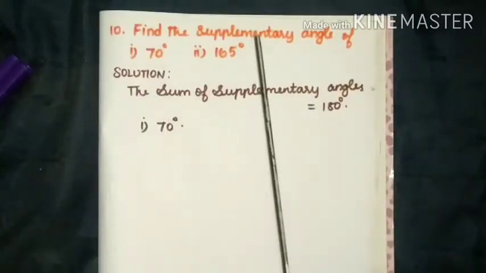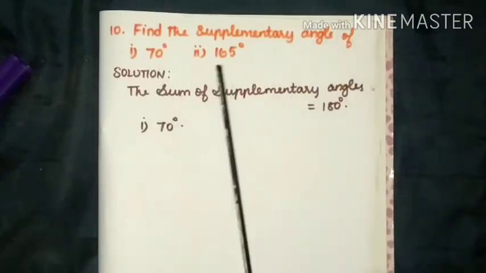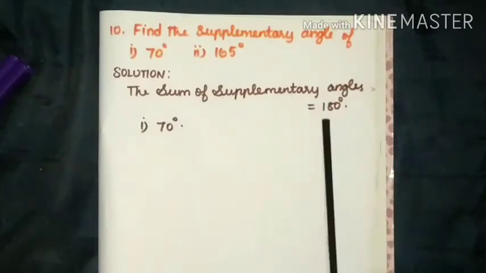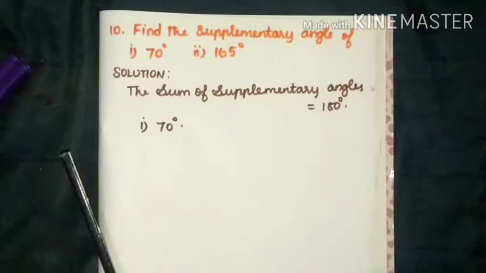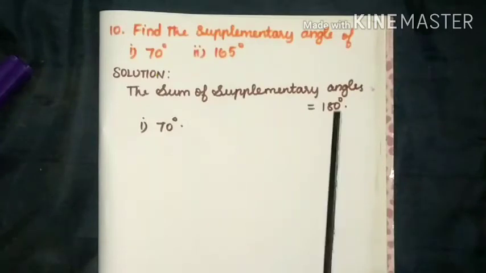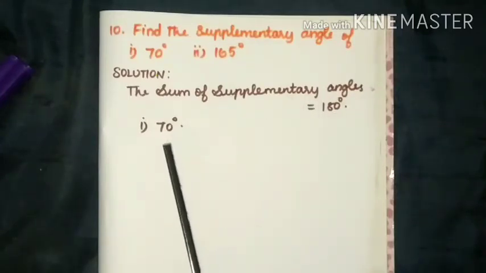10th one. Find the supplementary angle of 70 degree and 165 degree. As we already know, the sum of supplementary angles is equal to 180 degree. It is similar to the previous one. In the previous question, what did we find? Yes, we found the complementary angles. To find the complementary angle, just subtract the given angle from 90 degree. But here we are going to find the supplementary angle. The sum of supplementary angles is equal to 180 degree. Here we are going to subtract the given angle from 180 degree.